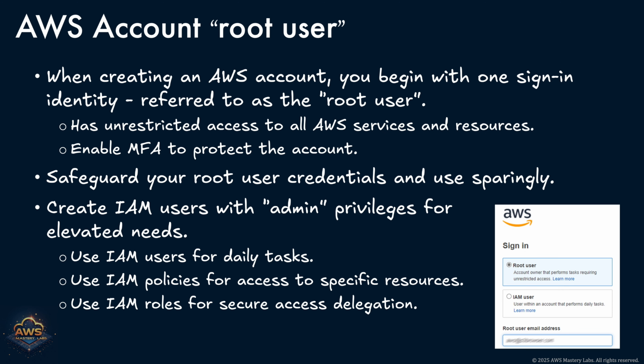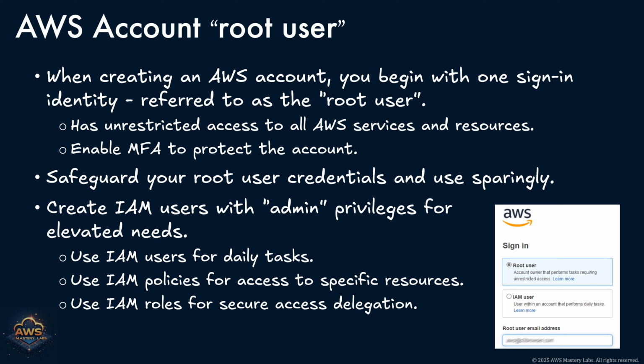When you first create an AWS account, you're given a single, all-powerful sign-in identity, known as the root user. This root user has unrestricted access to all AWS services and resources in the account. It's essentially the account owner and should be treated with extreme care. To protect this identity, it's critical to enable multi-factor authentication, MFA, as a first step. Think of it as adding a security vault around your account's master key.